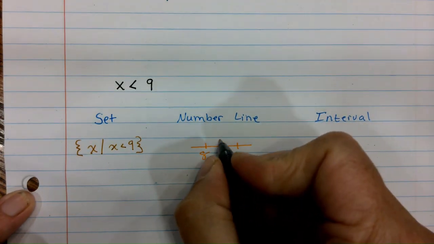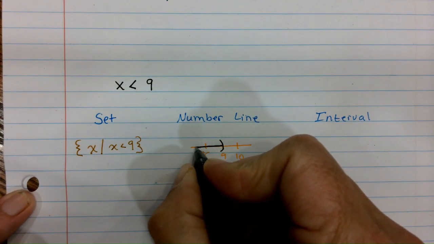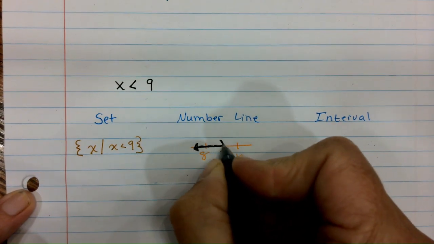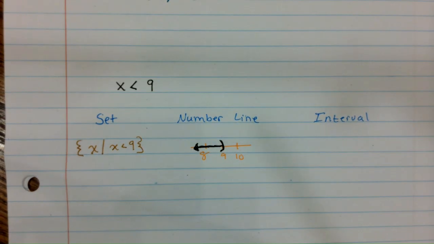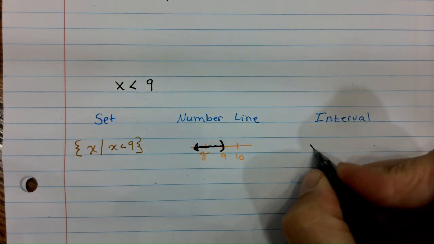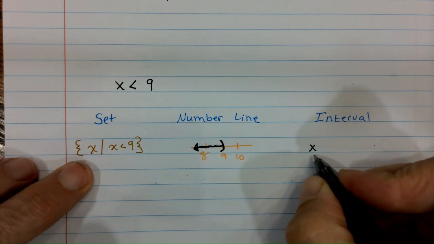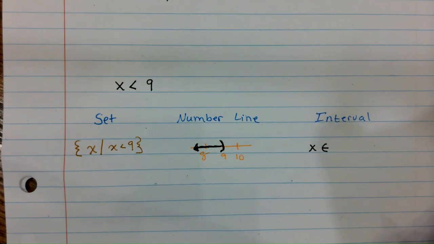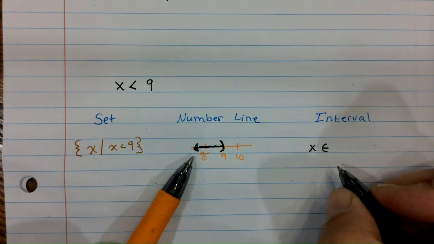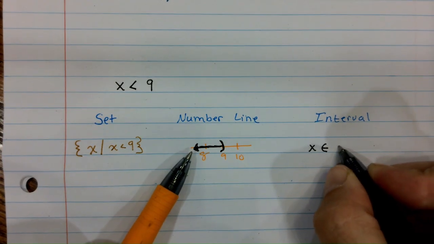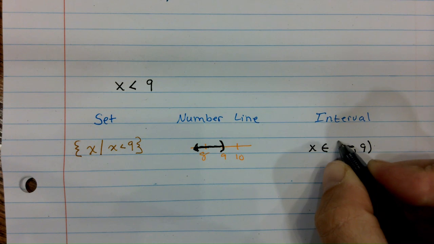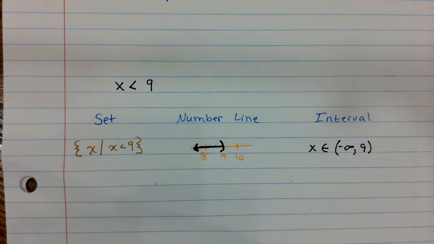This time we're starting at 9 and going smaller. Again, there was a turn signal, so I had shading. This time I shaded to the left. And then with interval, our variable was x. If you use a different letter, you would just use a different letter here with that funny symbol, meaning an element of. And this time it starts at negative infinity and it ends at 9. And since we can never hit infinity, infinities will always have a parenthesis on them, so that's not a really big deal.